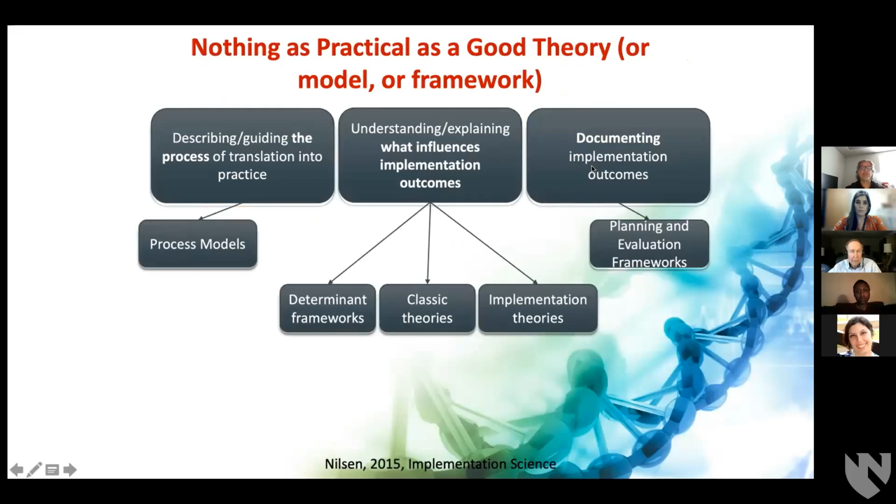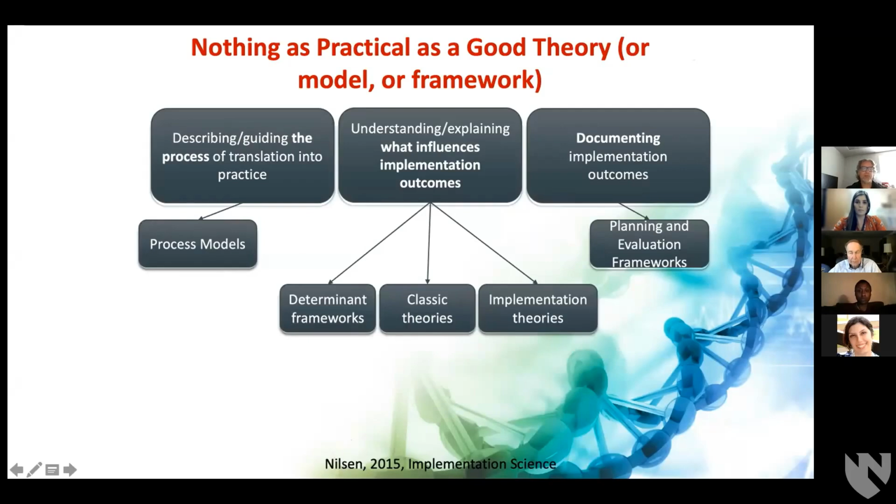Now, this session is on theories, models, and frameworks. And in implementation science, I will tell you, we love our theoretical models and frameworks. I think at last count, and I don't know what the last count is, there's well over 70 dissemination implementation science models, theories, and frameworks. So there is just a ton of these things out there. And one of the ways to try and categorize them is from Per Nilsen.